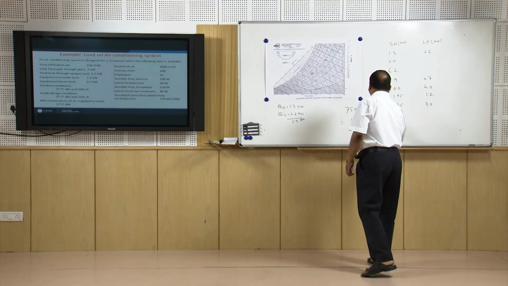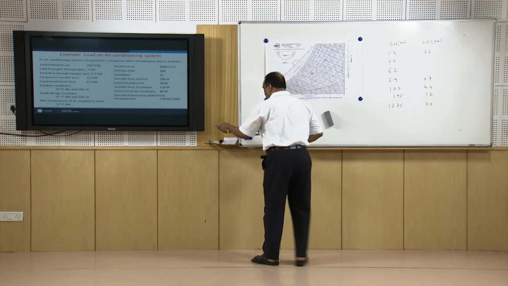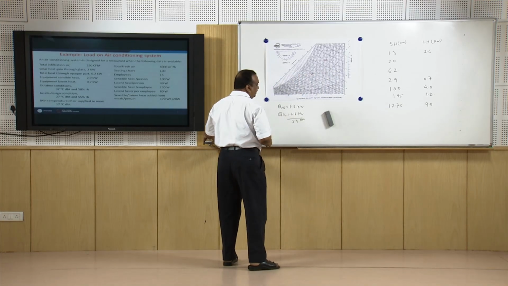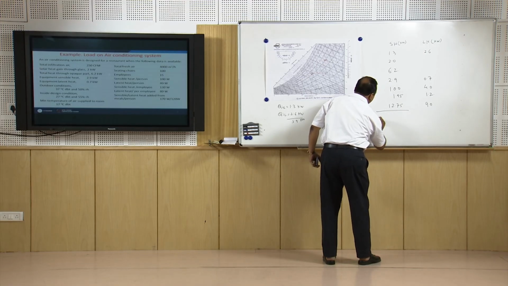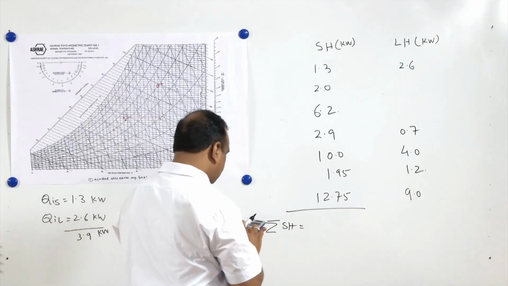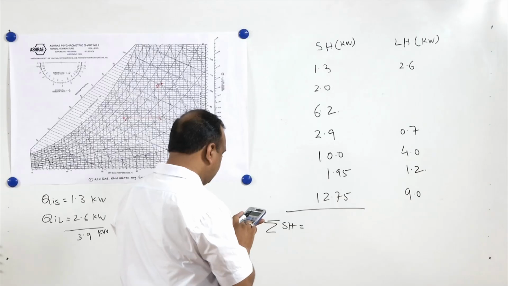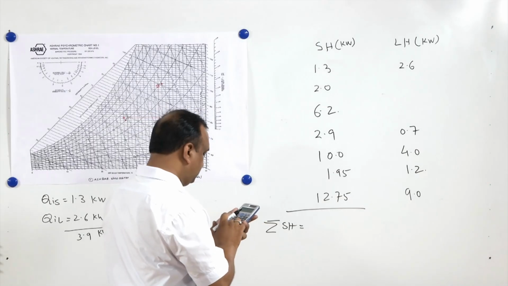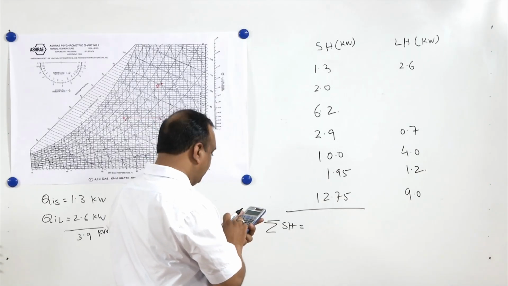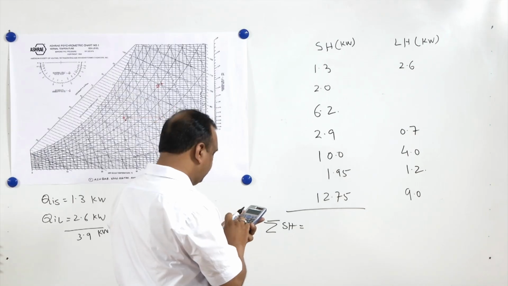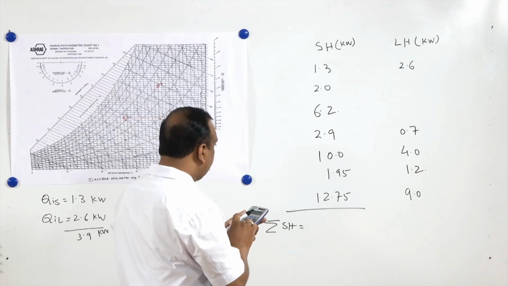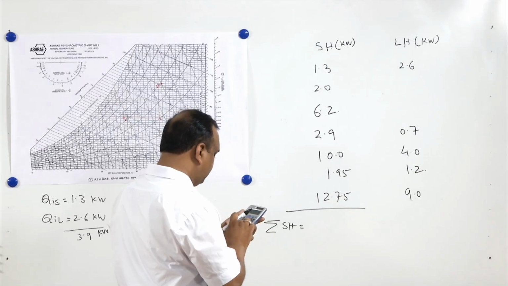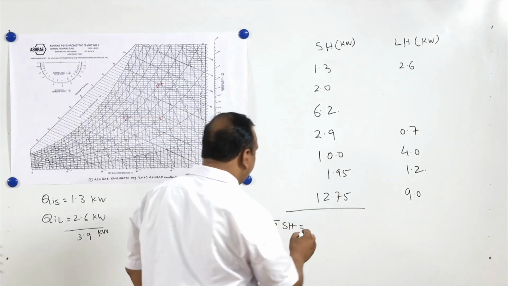Now we have to calculate the total load. So the total sensible load is the sum of the sensible heat loads: 1.3 plus 2.0 plus 6.2 plus 2.9 plus 10 plus 1.95 plus 12.75. It is 37.1.